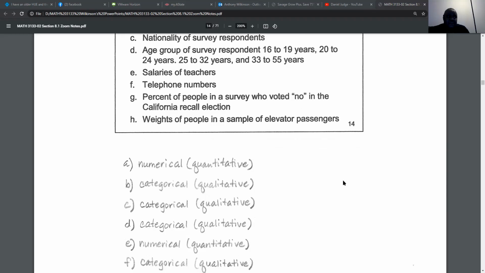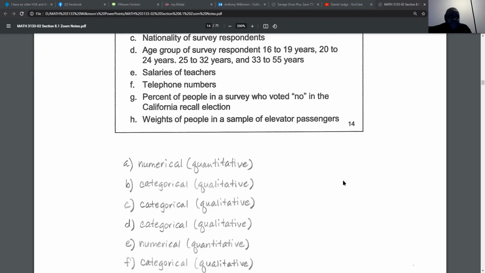Part F is telephone numbers. That's categorical. Telephone numbers usually identify that person, or identify the name of the person that has that phone number. So that's categorical.